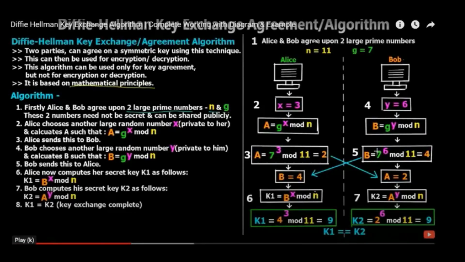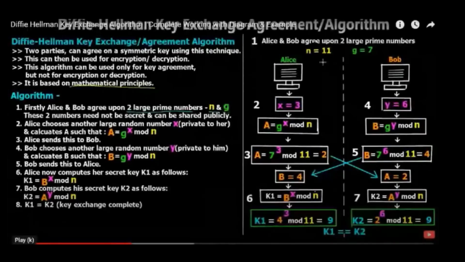According to the Diffie-Hellman key exchange algorithm, step number 1: both the sender and the receiver have to agree upon 2 large prime numbers, and these prime numbers are going to be public. You can just distribute them to anyone. There is no problem. Even if the attacker captures them, there is no issue in that. So in this case, they are going to select 2 numbers.